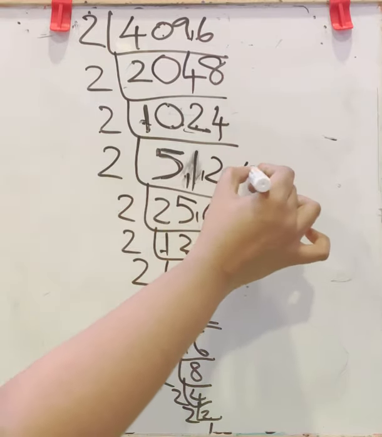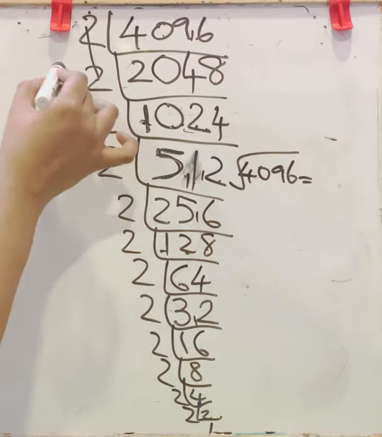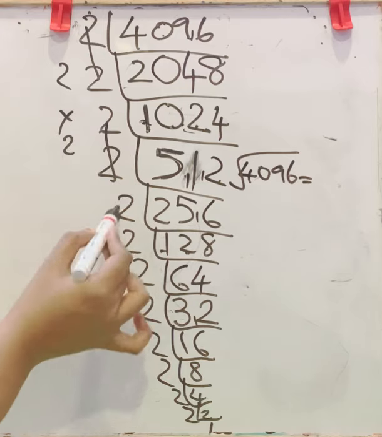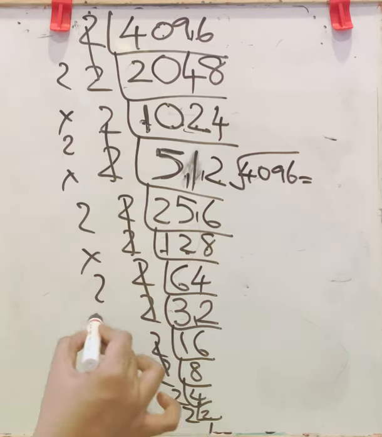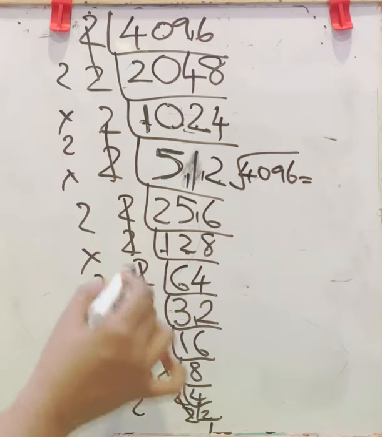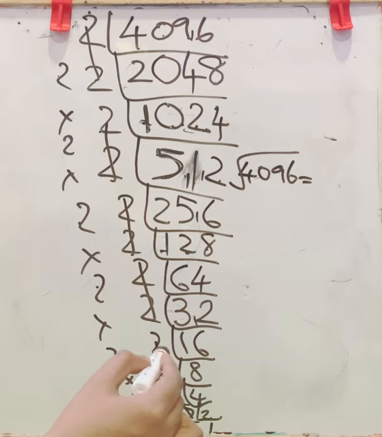Now you have to pair it. Square root of 4096 equals 2 into 2 into 2 into 2 into 2 into 2, that is 64.